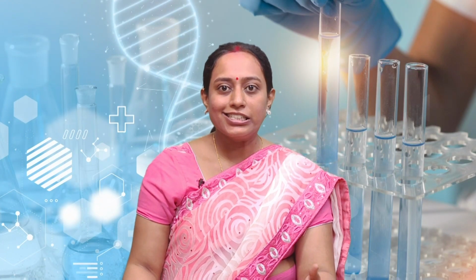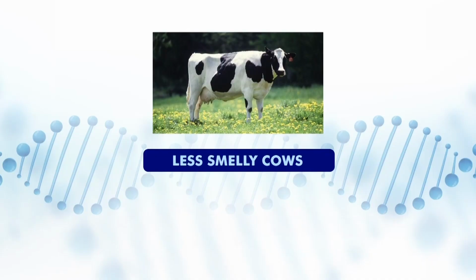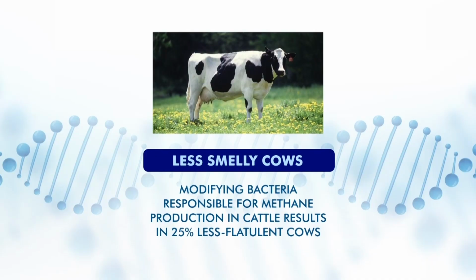How can less smelly cows be created? We all know that if we pass around a cattle area, it smells bad, and that is because of methane-producing bacteria. With the help of genetic engineering, these bacteria can be modified to produce less methane, and as a result less smelly cows can be created.